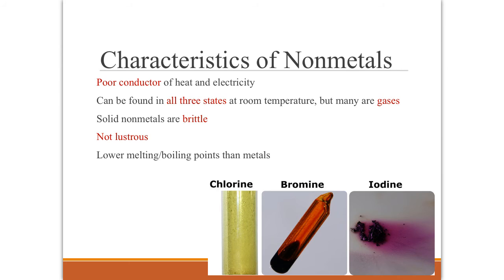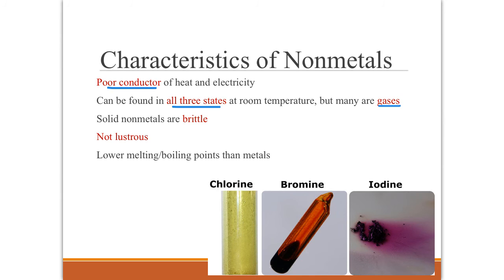Nonmetals, moving over to the far right-hand side of the periodic table, are basically the opposite of metals. They are poor conductors of heat and electricity, and unlike metals that, as I said, are just solids except for mercury, we can find them in all three states at ordinary room temperature, though many of them are gases. Oxygen, hydrogen, nitrogen are all gases that we're very familiar with, and they are nonmetals.